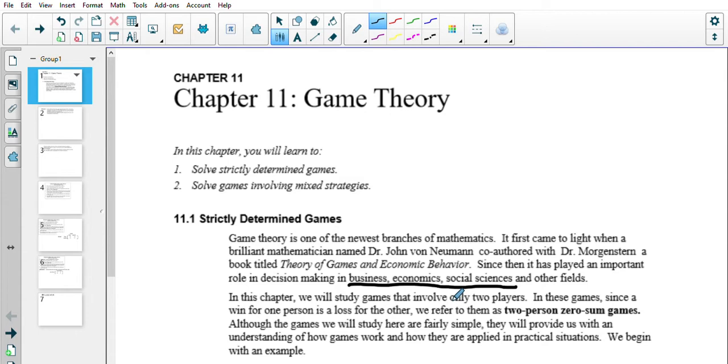We're going to start with simple games, but they'll lay the foundation for how these games work, and we'll see how they can be applied to the real world, like business, economics, and social sciences, and other fields. In this section, we're just going to talk about strictly determined games, and then later on in the chapter, we'll look at other types of games.